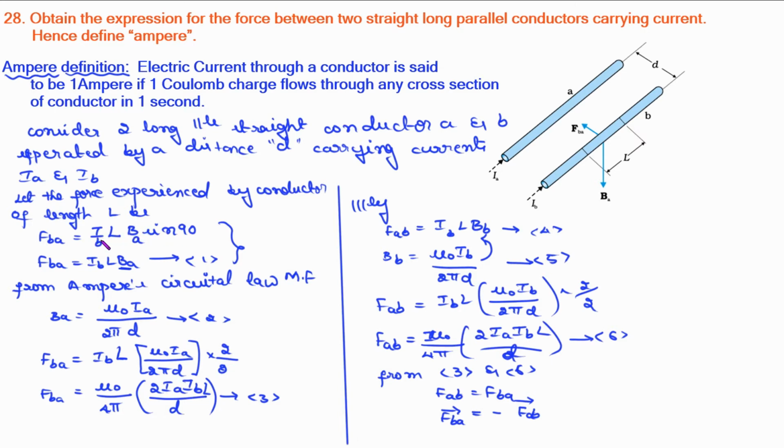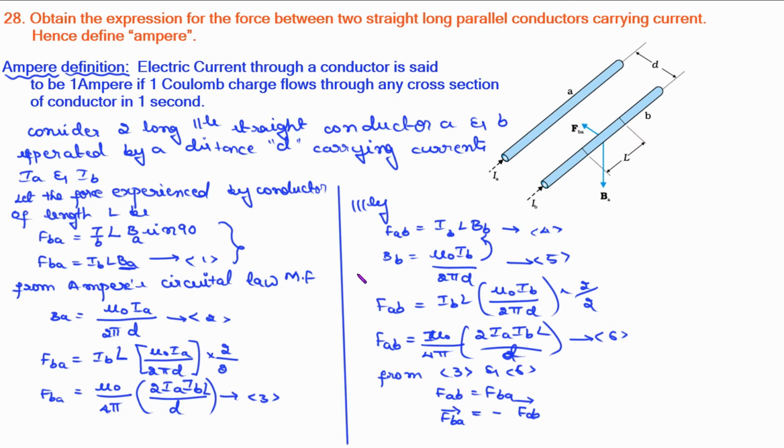Here the subscripts which you are writing, you have to be careful when you write IB L BA, when you are writing FBA. So again from Ampere circuital law, find out what is BA. So BA is equal to mu naught IA divided by 2 pi D. Substitute this BA value here, divide and multiply by 2, and you will get FBA as equal to mu naught by 4 pi 2 IA IB L divided by D.